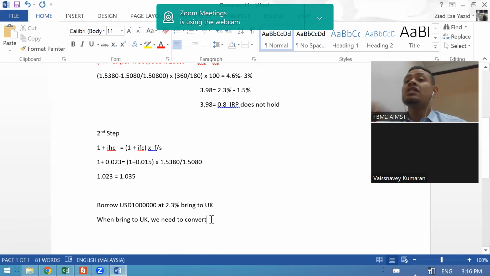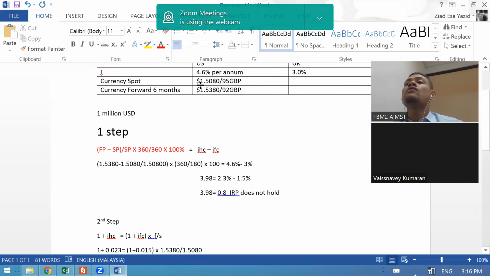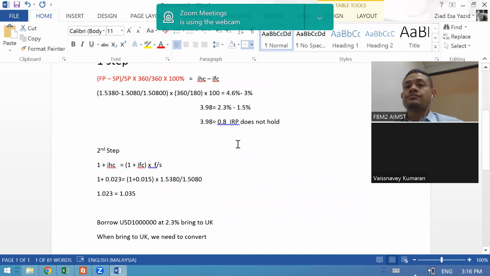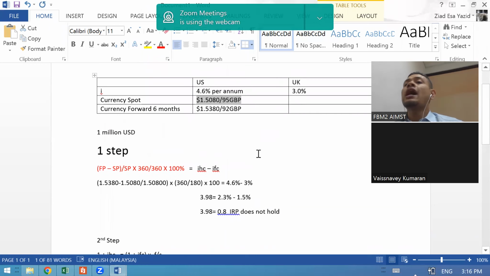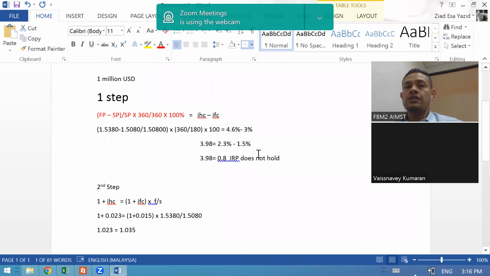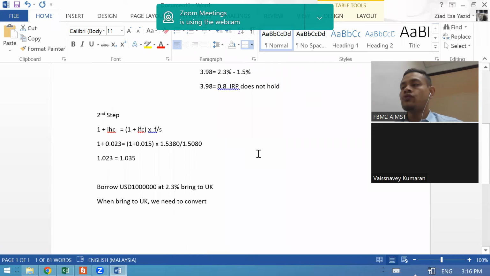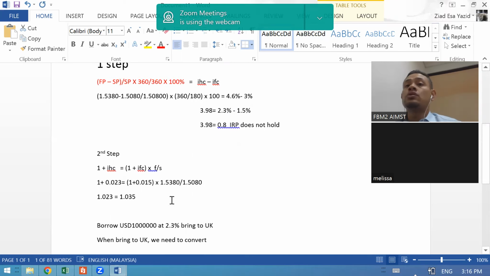Okay, so this one is today, what happens at spot time. That means you need to convert US dollar to British pound using this figure. So now, how do we convert from US dollar to British pound? How do we convert? Anybody? Melissa? Come on, I need input from you guys. How do we convert from USD to become British pound?